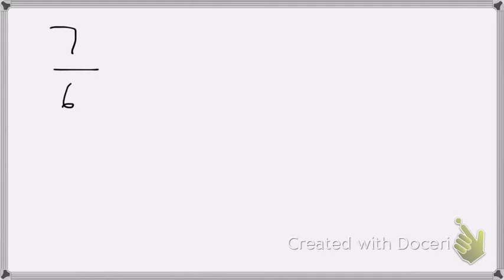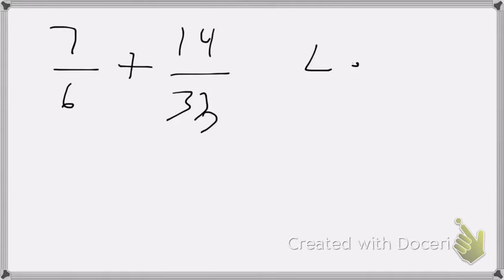7 over 6 plus 14 over 33. A couple of things that you need to do first is the denominator has to be the same. Obviously at the moment they're not. So we have to force them. The concept to force this here is the least common denominator, the smallest common denominator.